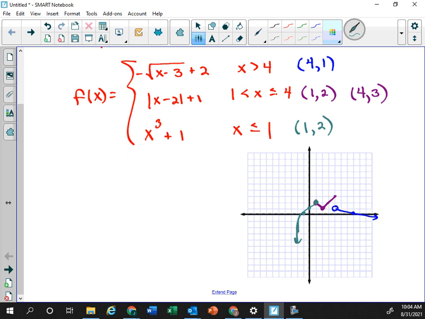How many of you got it right? I got all three pieces, okay? Good. Any other questions before we start our notes?